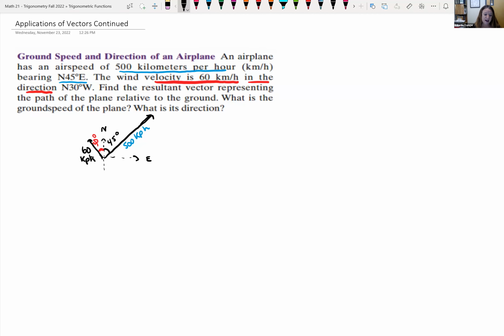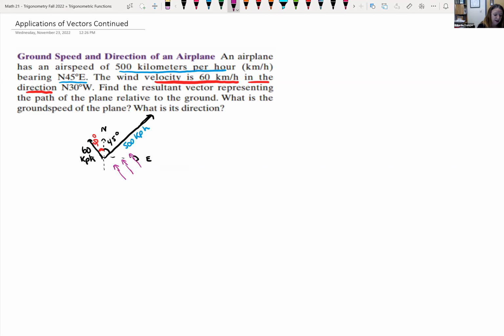So the resultant vector is the sum of these two vectors. Remember, we can move a vector around as long as it's going in the same direction and has the same magnitude. So we have this wind here forcing our airplane. You can think about it going this direction, with the same magnitude. And so it's forcing our airplane a little bit off course.